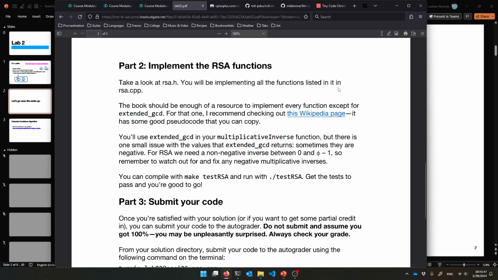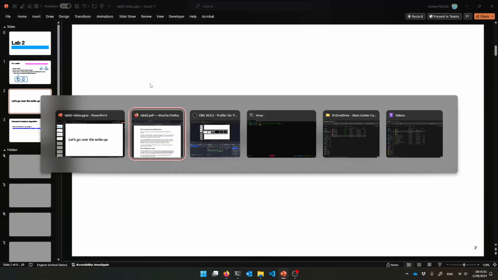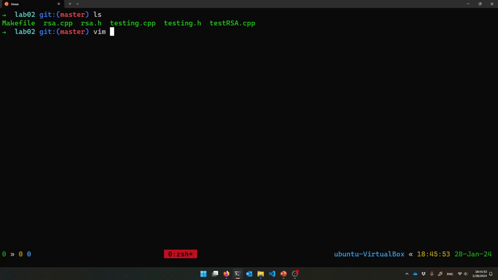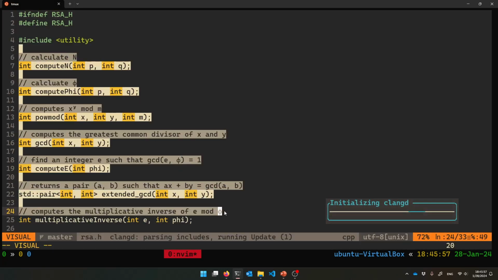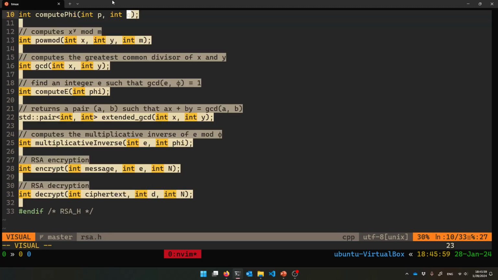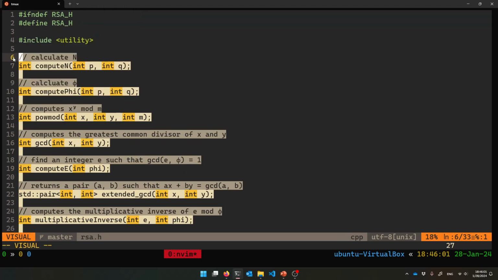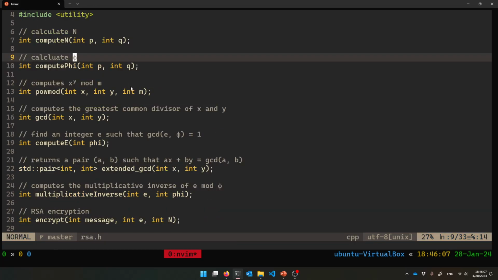So you're going to implement all the functions listed in rsa.cpp. All right, shouldn't be too bad, this lab. So here's rsa.h. You're going to implement all these things. All these are pieces of the RSA algorithm from your textbook. So you can go read ahead if you like, but you'll eventually get to it, and this is what you'll be implementing.